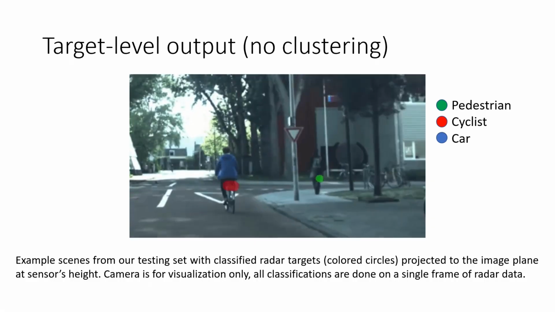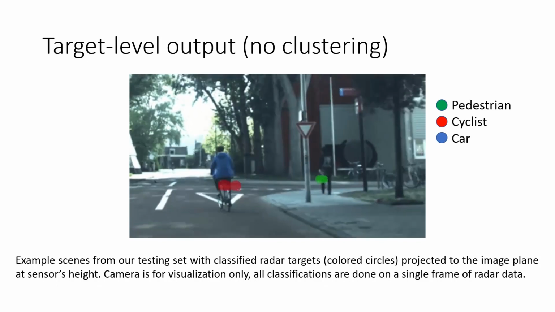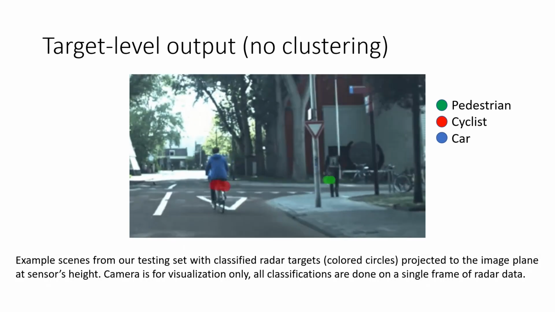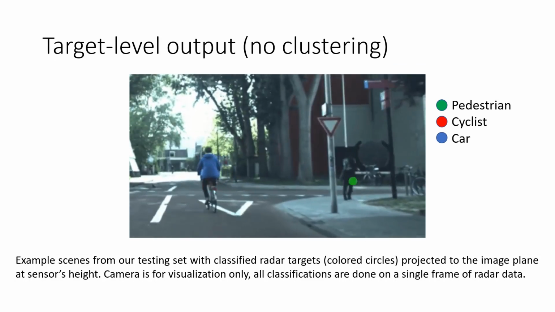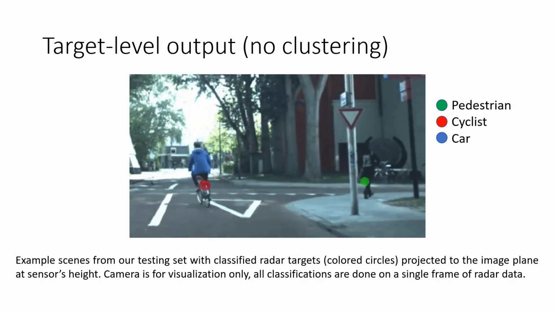Let me show you some qualitative results on videos. Here is the target level output of our algorithm, so no clustering was performed yet. On the left, you can see a bike, and all reflections coming from its frame are correctly classified as bike. On the right, you can see a pedestrian with several correctly classified targets. This is from our test set, and the camera is only used for visualization.